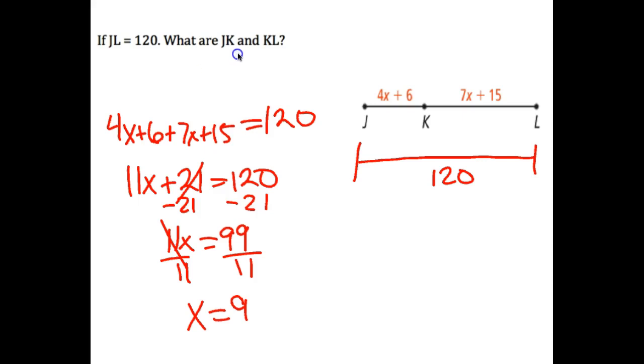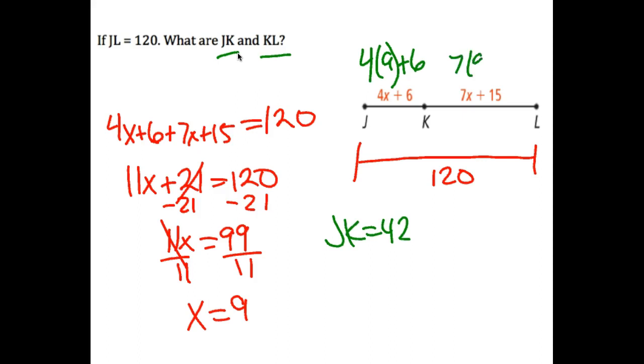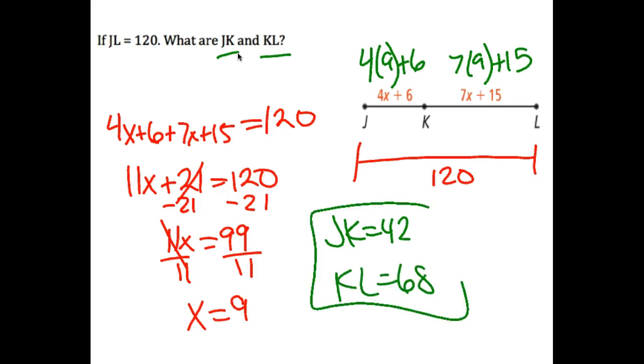We need to know what are JK and KL, so you're going to take that 9 and plug it back in. 4 times 9 plus 6. 4 times 9 is 36, plus 6 is 42, so JK is 42. Do the same thing over here. 7 times 9 plus 15. 7 times 9 is 63. 63 plus 15 should give you 68. And there you have it.